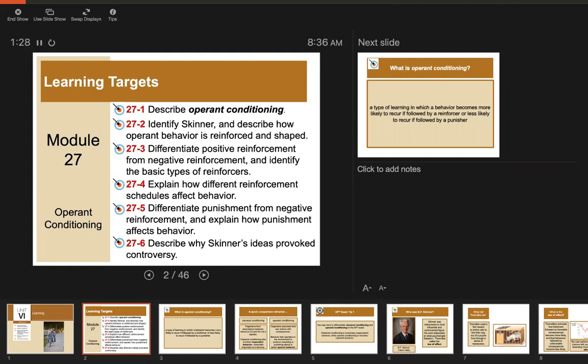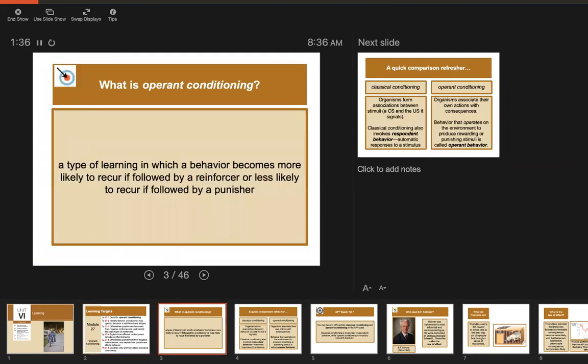Note, they are not the same thing. And explain how punishment affects behavior, and be able to describe why Skinner's ideas provoked some controversy. So what is operant conditioning?